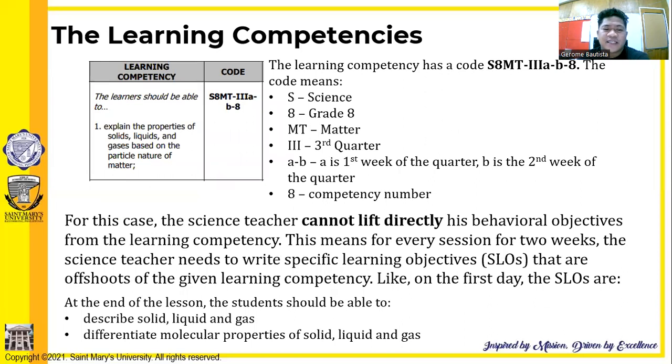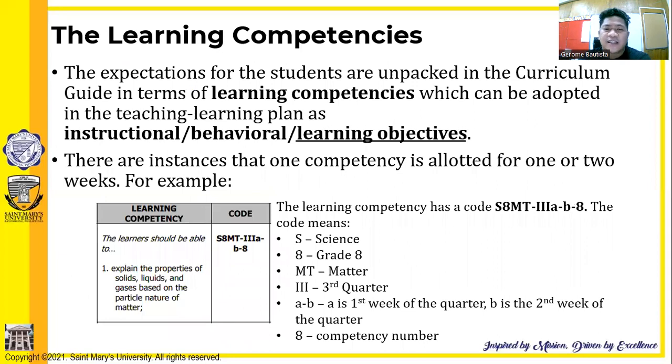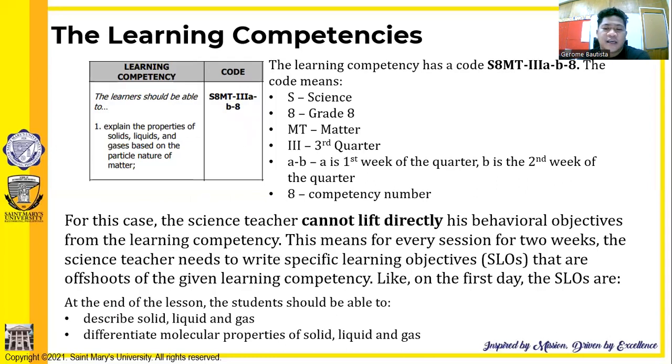For this case, the science teacher cannot lift directly his learning objectives from the learning competency. Again, it was mentioned here that the learning competencies can be adapted as learning objectives, but in this example, the science teacher cannot lift directly the behavioral objectives or the learning objectives from the learning competency. So this means for every session for 2 weeks, the science teacher needs to write specific learning objectives. Because this competency is allotted for 2 weeks, week A and week B. So you have to really think of what are your specific learning objectives for every day.